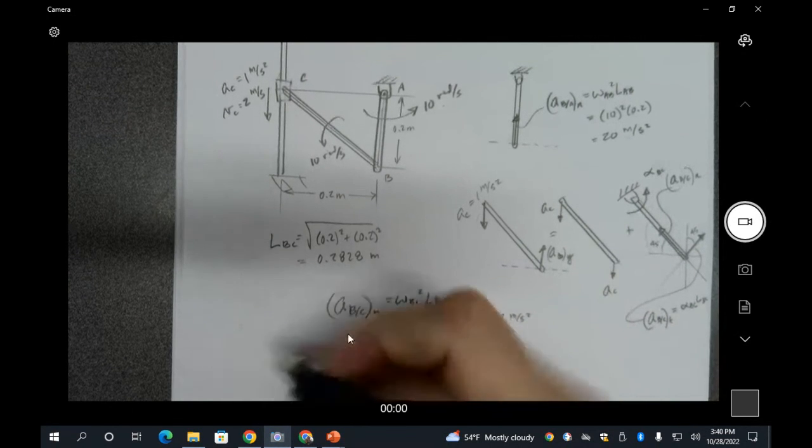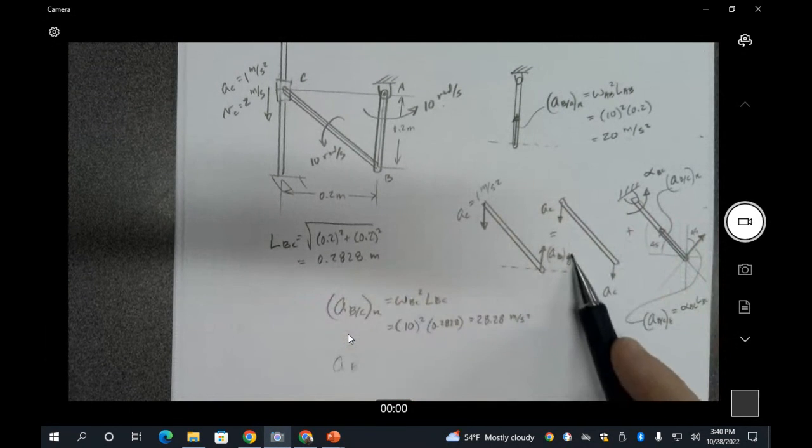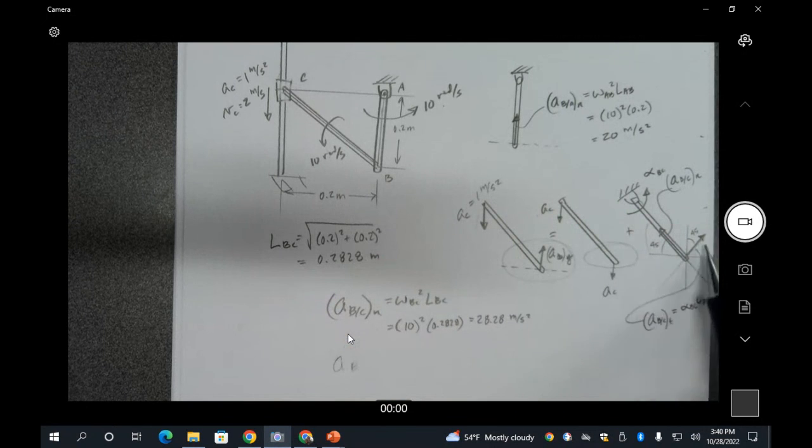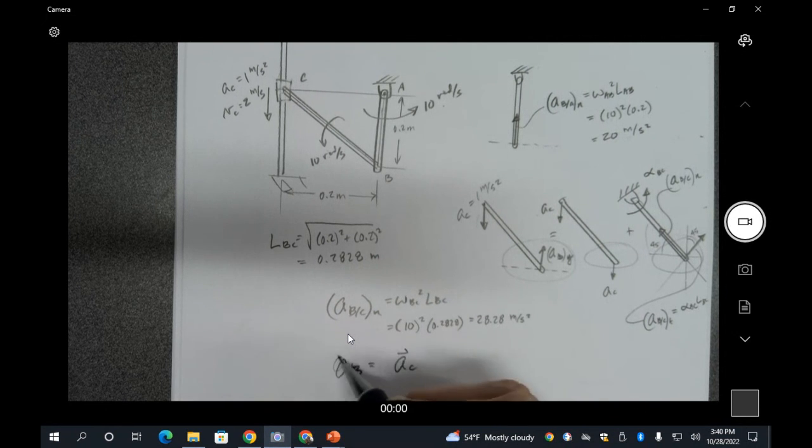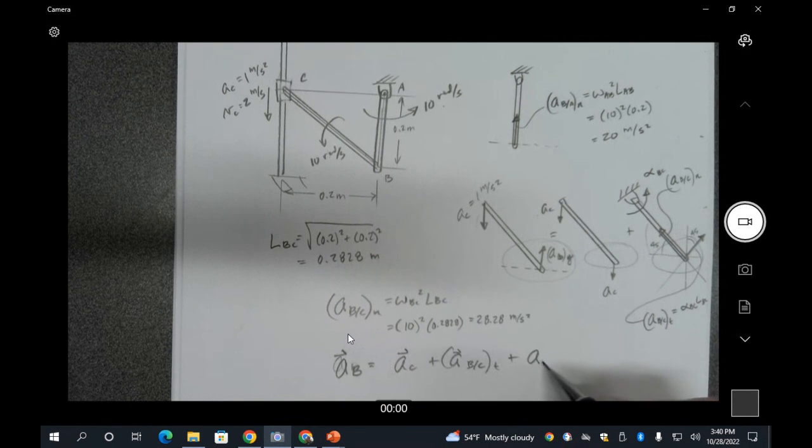Anyway, writing an equation for the one that we want, the acceleration of B is going to be equal to the acceleration of C plus the acceleration of B with respect to C in the tangential direction plus the acceleration of B with respect to C in the normal direction.